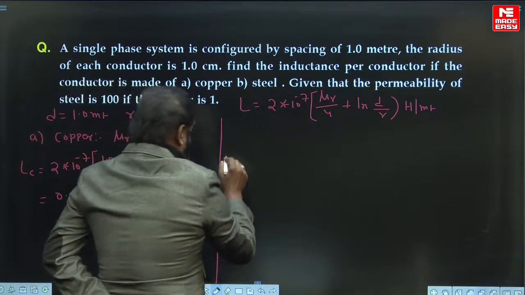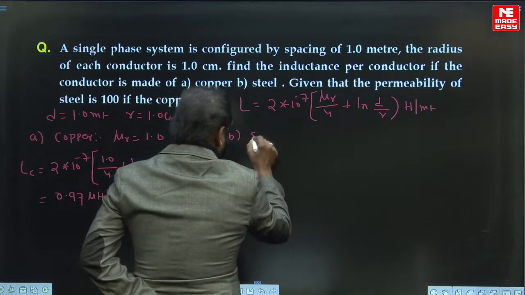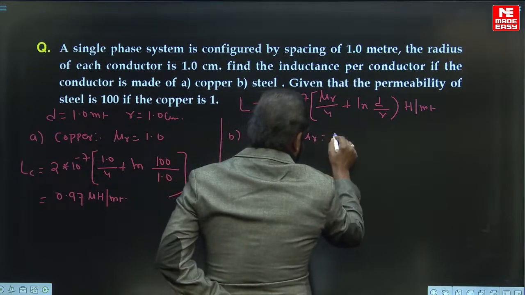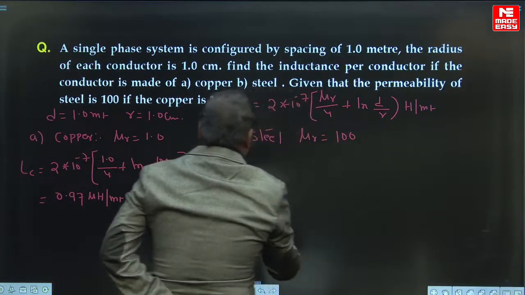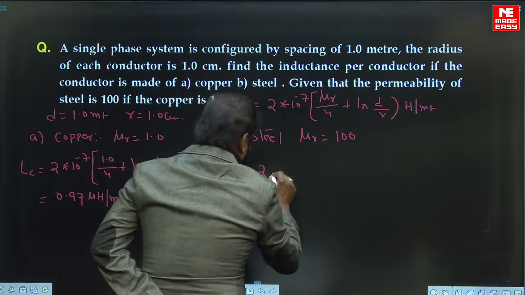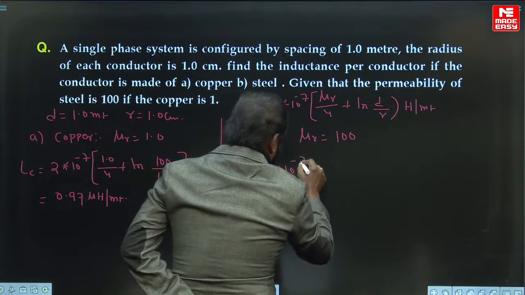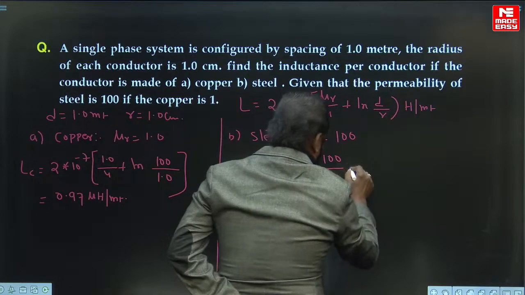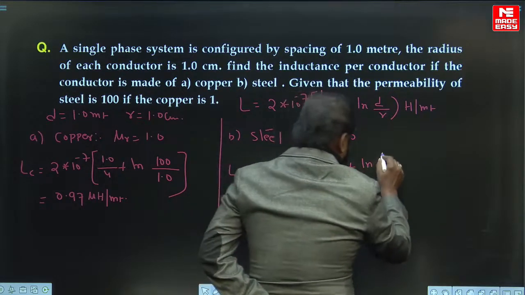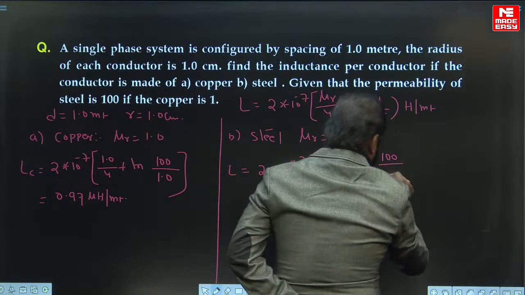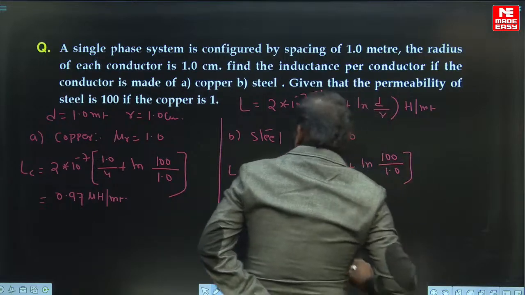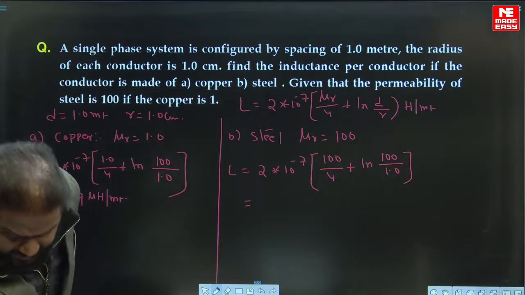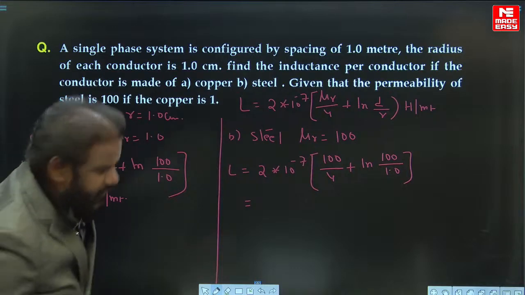Now for steel, it is given that mu r equals 100. Then L equals 2 into 10 to the power of minus 7, 100 by 4 plus ln 100 by 1. This amounts to 5.92.